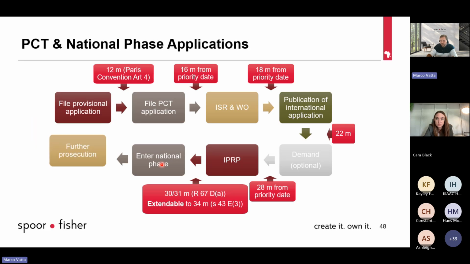Applicant enters the national phase, and then once it enters the national phase, it undergoes the usual prosecution in South Africa. For a national phase application, those dates are slightly different. As you'll recall from the previous slide, from filing to acceptance, there's an 18-month period within which to ensure the application is in order. But for a national phase application, that 18-month period is decreased to 12 months.